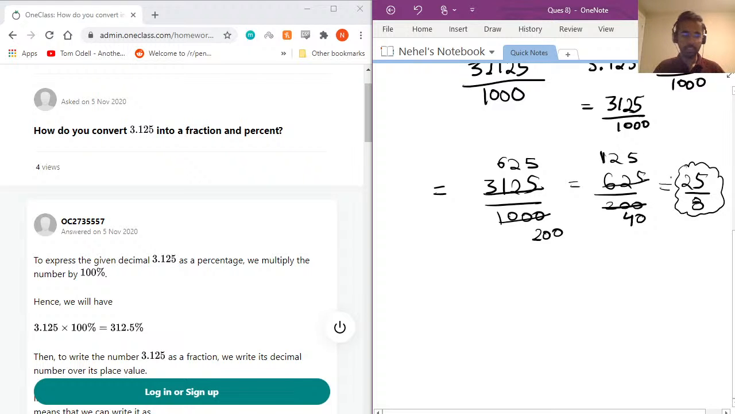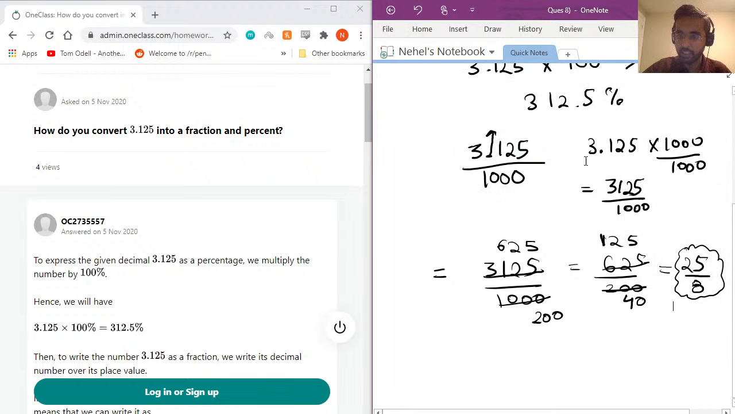So for percentages, you multiply it by 100, and the final answer is your percent. And then for fractions, or for decimals, just get rid of the decimal points, divide that number by that many zeros followed by a 1, so that many hundreds or tens or thousands, as there are decimal numbers behind the decimal, and then just keep dividing till you get the fraction in the simplest form.